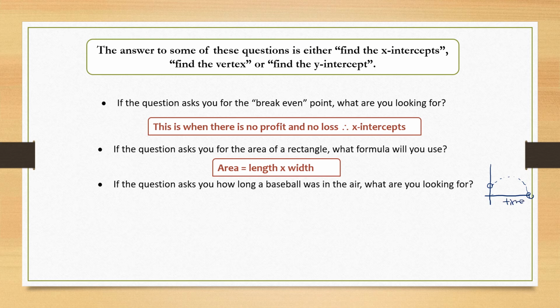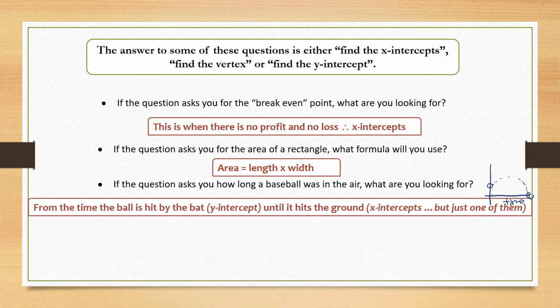Time. So from the time the ball is hit, that's the y-intercept you need to find, until it hits the ground. That's the x-intercept, but just one of them, because there would be another x-intercept back here somewhere. If you do the quadratic formula, you'll get another answer here, but this one is inadmissible. We don't need that one.